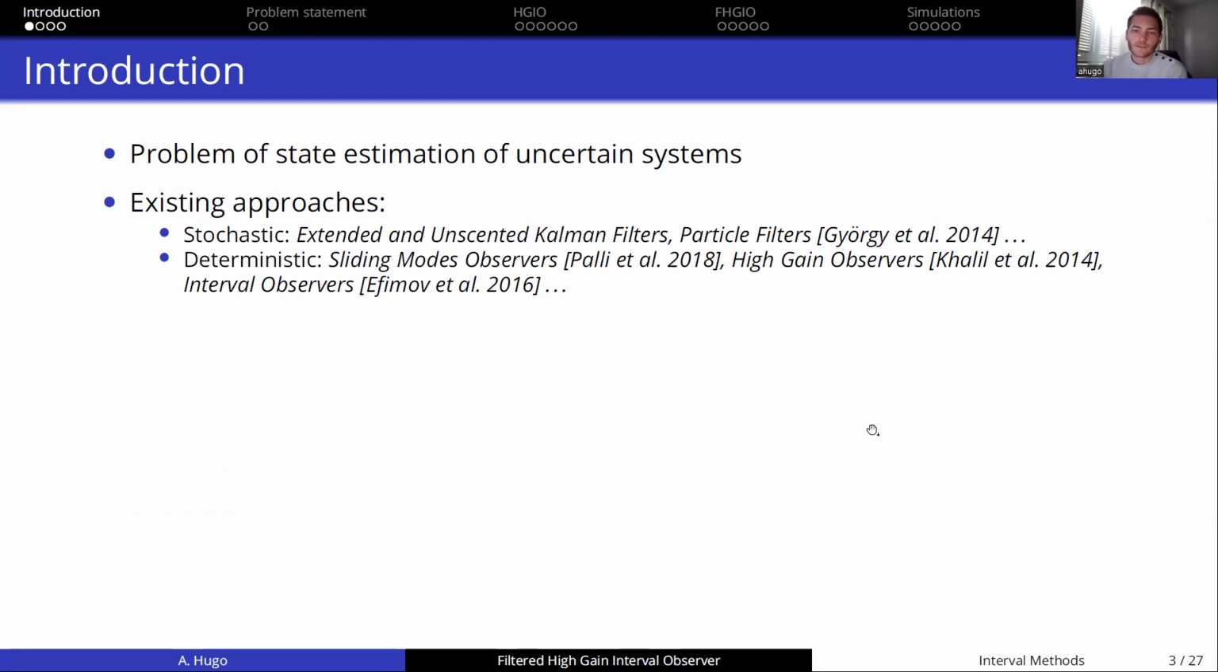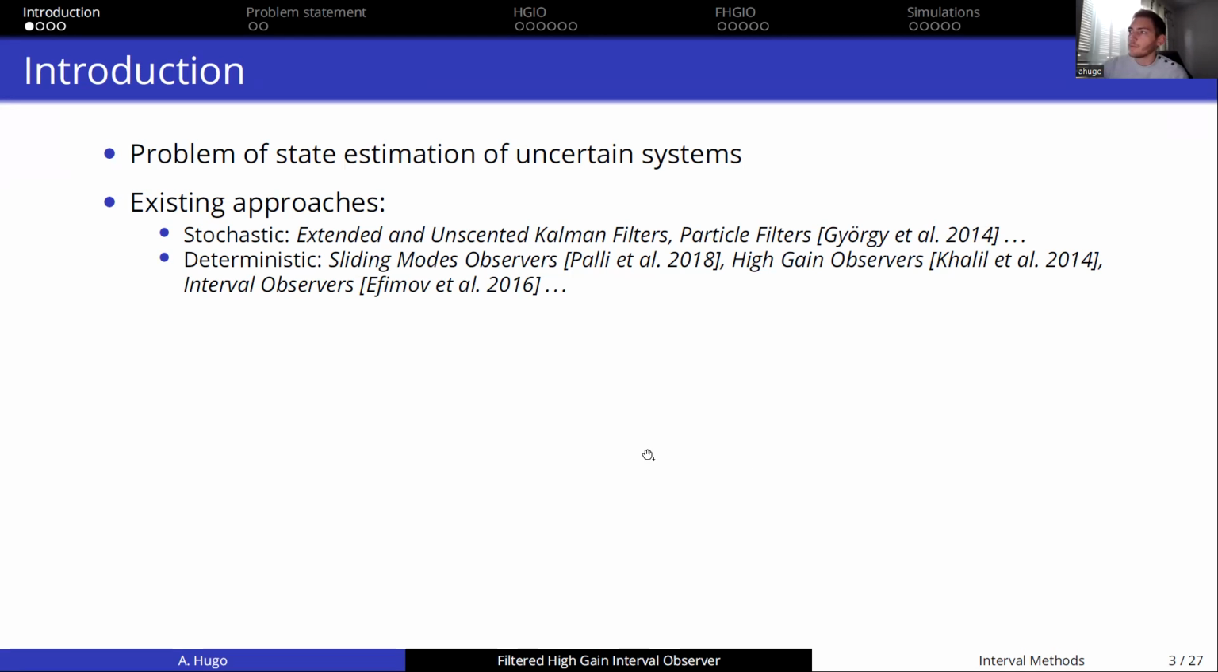So this work deals with the problem of state estimation of uncertain systems, which can be complex in certain cases. There are a lot of different approaches in the literature. For instance, in the stochastic framework, we can cite the Kalman filters and their extensions, which are really popular. On the deterministic side, we will mainly focus during this presentation on high-gain observers and interval observers, but there are also other techniques for robust state estimation.